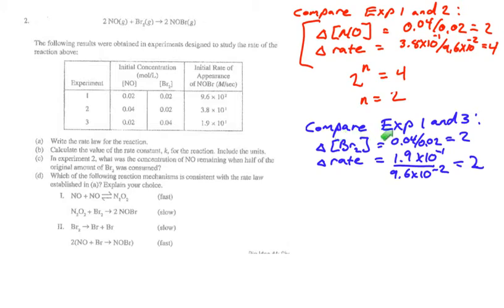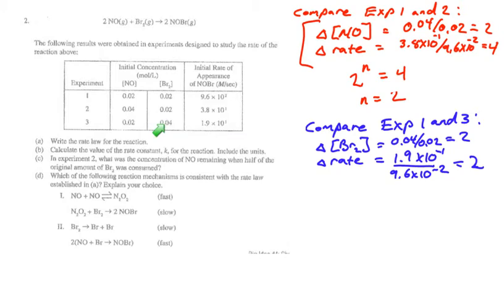All right, so in the second one we're going to compare experiments 1 and 3. The change in concentration of bromine between 1 and 3 is doubling, and the reason I chose these, remember, is because the NOs are constant. You remember that there are some situations where you will not be able to find an experiment you can compare where the other one's constant. In a minute we're going to go over how you would deal with that.